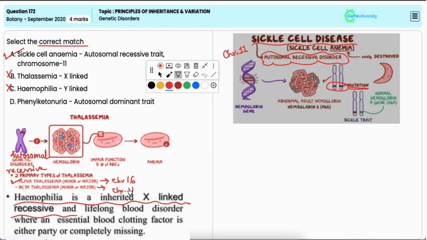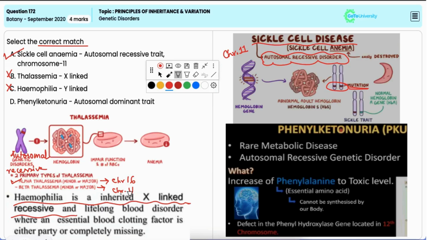Option D, phenylketonuria is to autosomal recessive trait. Now, phenylketonuria, that is PKU, is an autosomal recessive disorder and it is caused by mutations in the PAH gene, which is located on chromosome number 12, that encodes the enzyme phenylalanine hydroxylase. Hence, it is incorrect.